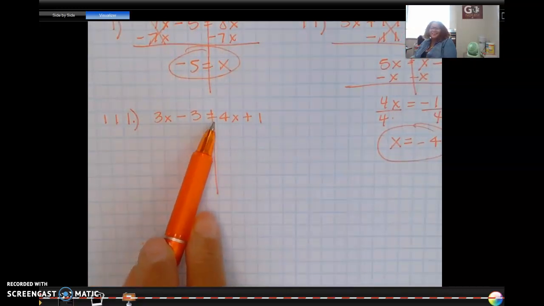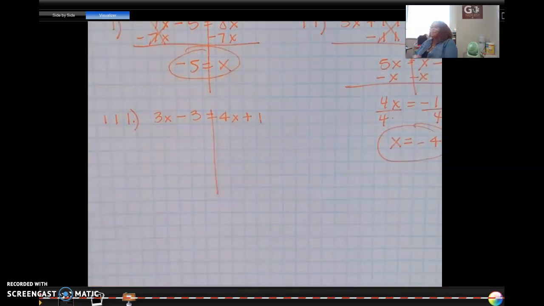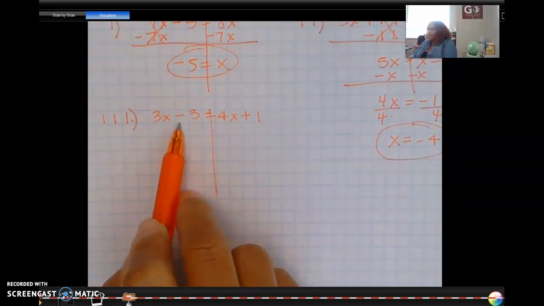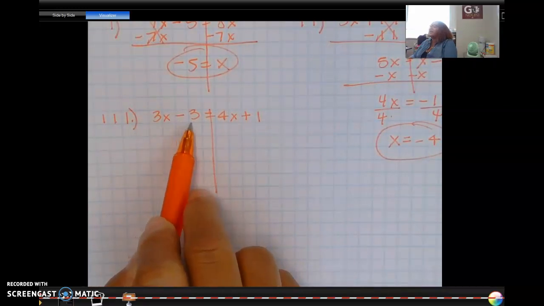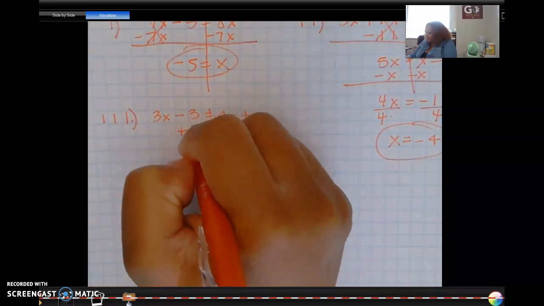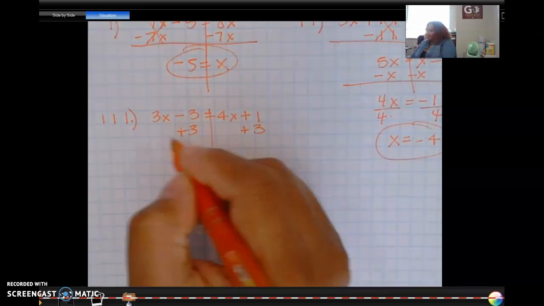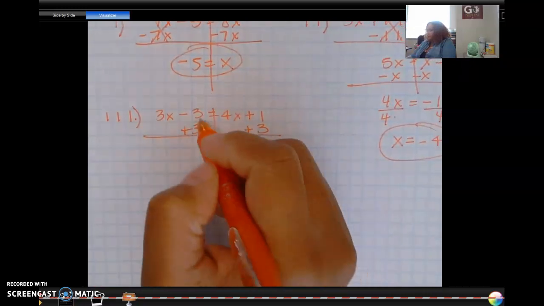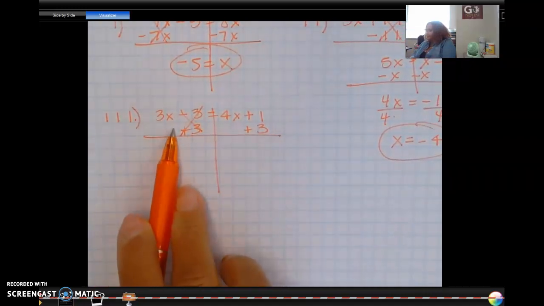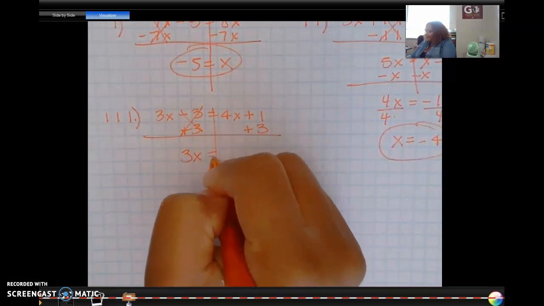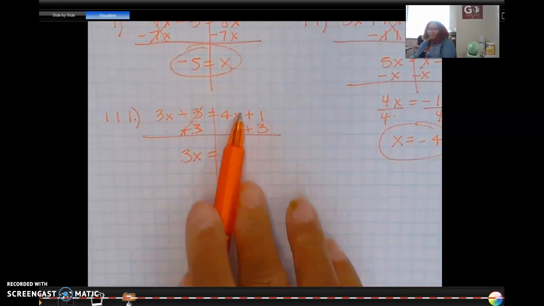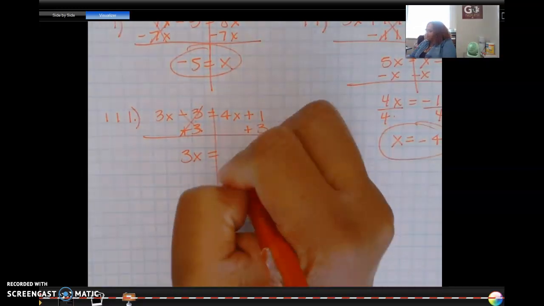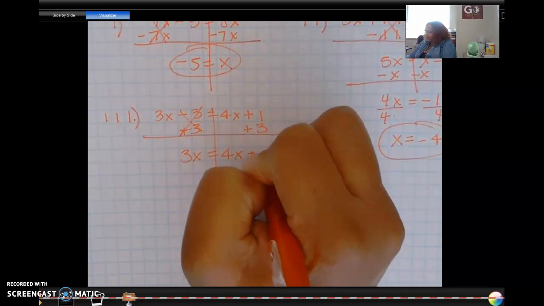3x minus 3 equals 4x plus 1. What do I do? Good. Not negative, but what's the opposite of negative? Positive 3. Plus 3 on both sides. These 3's do what? Cancel out. Who's still over here? The variable, the 3x. And then what do I get when I compute this over here? 4x plus 1 plus 3. 4x plus 4. Good.